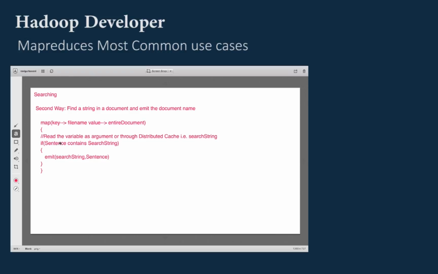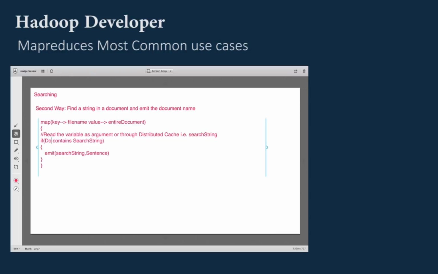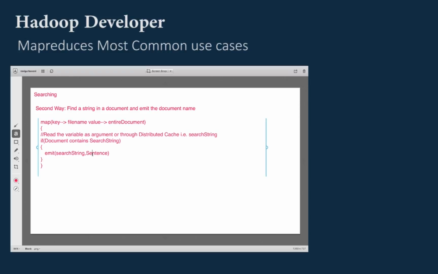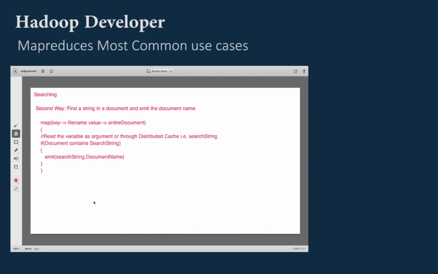So if the document contains the search string, we can have the document name emitted. So by the end of it, we'll come to know which documents contain this particular string. So this is another case where you would want to search.